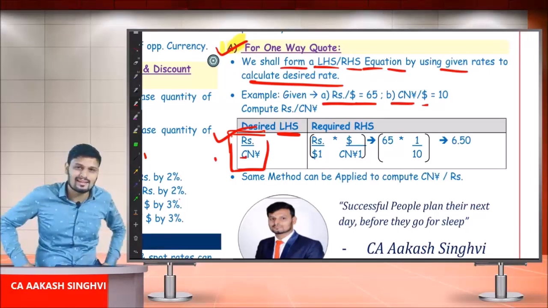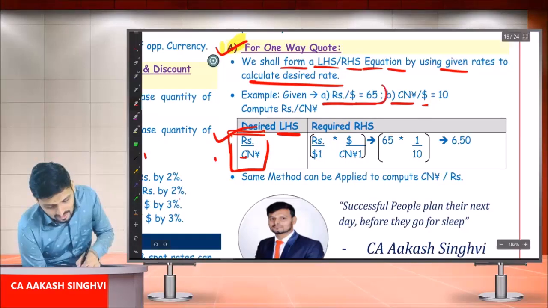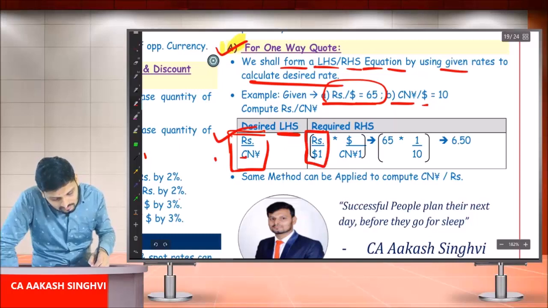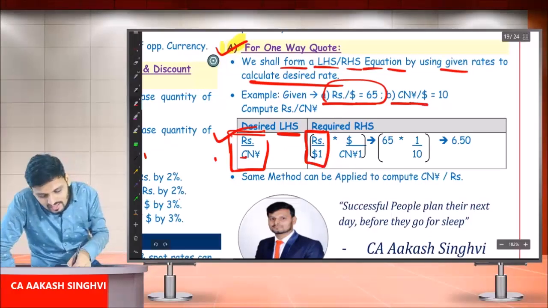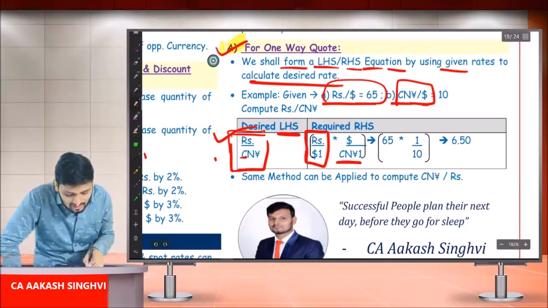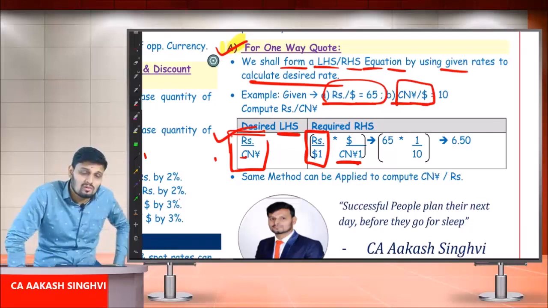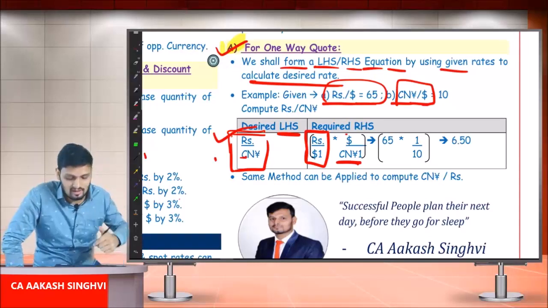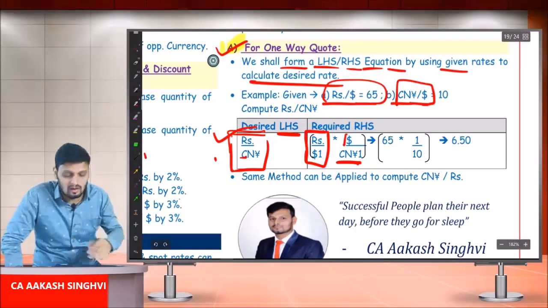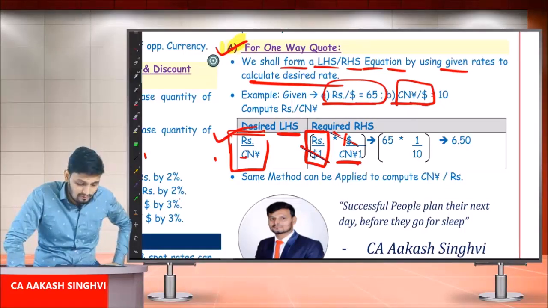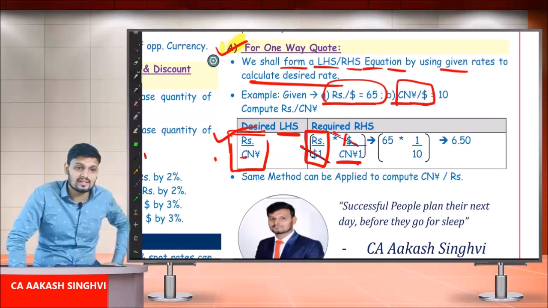Sir, how are we going to get that? It's very simple. We are having the rate of rupees per dollar, and we are having Chinese yen per dollar. But what do I want? I want Chinese yen in the denominator. So I will just write dollar divided by Chinese yen. Now this $1 and $1 will get cancelled to finally give you the answer of rupees per Chinese yen.